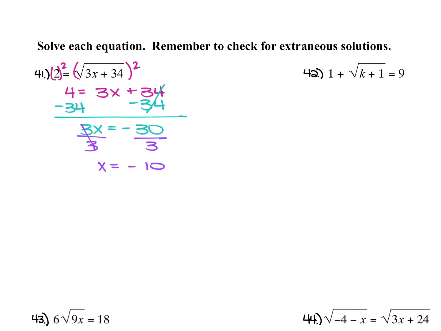If you plug the negative 10 in, you have 2 is equal to the square root of 3 times negative 10, which is negative 30, plus 34. That's the square root of 4, which is 2. 2 is equal to 2, so that is definitely a solution.